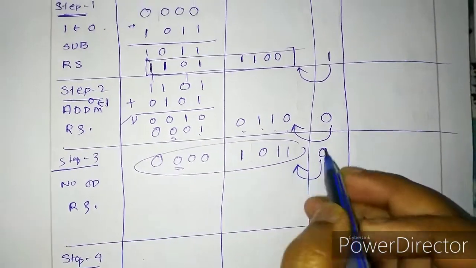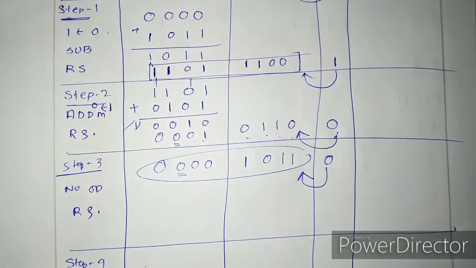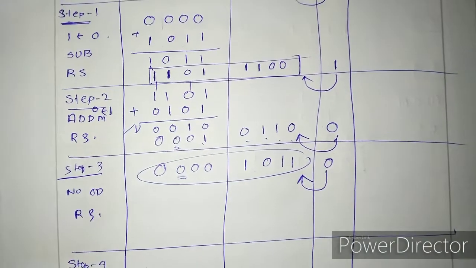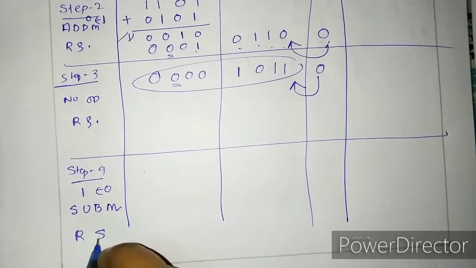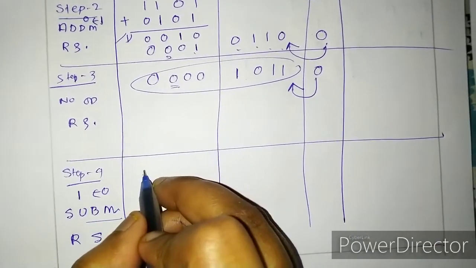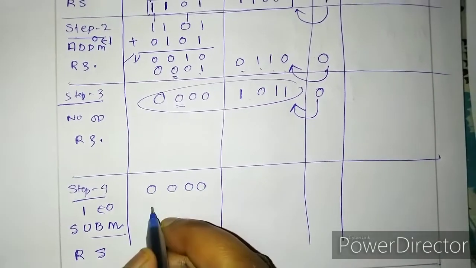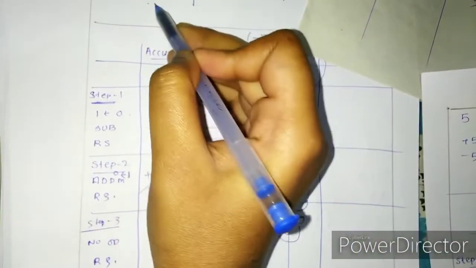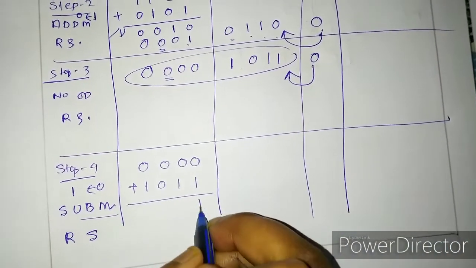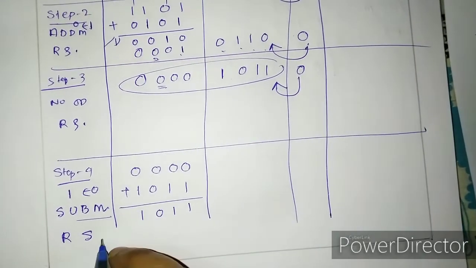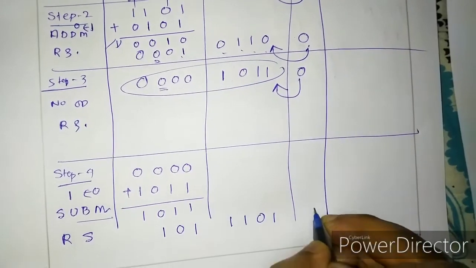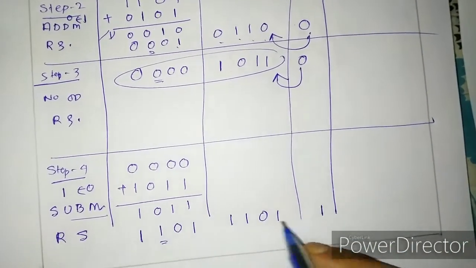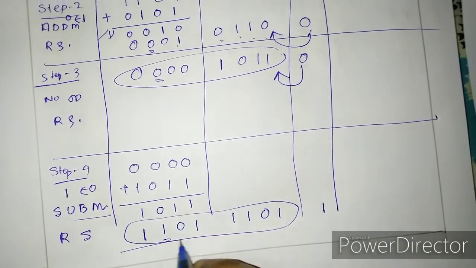Step 4. It is 0 to 1. When it is 0 to 1, what do you have to do? Subtract m and then do a right shift. Subtract m or just add the 2's complement. 0 0 0 0. 2's complement is 1 0 1 1. Right? 1 0 1 1. 1 1 0 1. After the right shift, it will be 1 0 1 1 1 0 1. This 1 will come here, and as it is a 1, this will be the 1. This is our final answer.